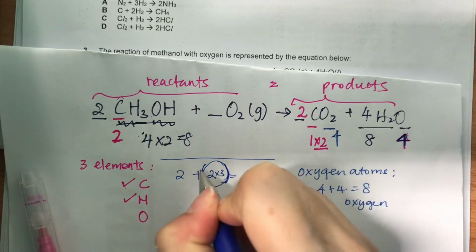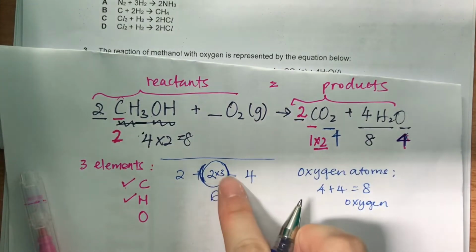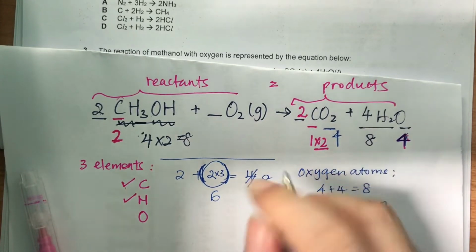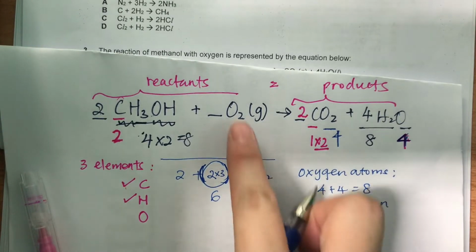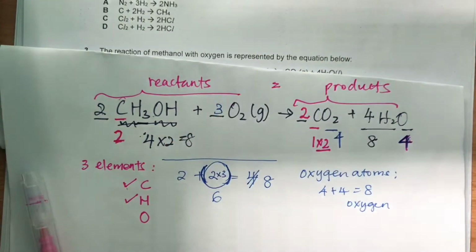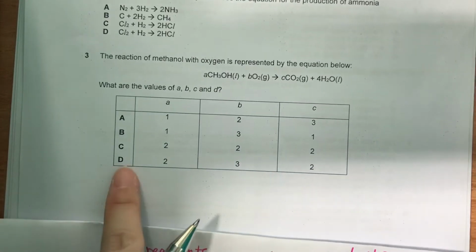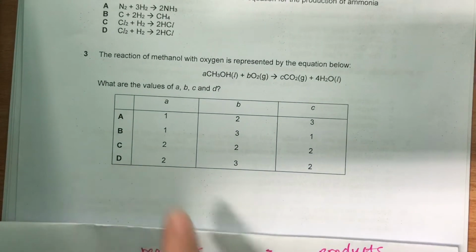Okay, let's just put a bracket so no confusion here. 2 times 3 to be a 6. Then this number will be changed to 8. Then it's balanced. Okay, don't forget to go back to the coefficient and change this. Okay, so 2, 3, 2. So question 3, answer is D.